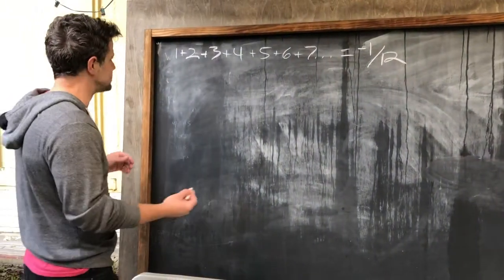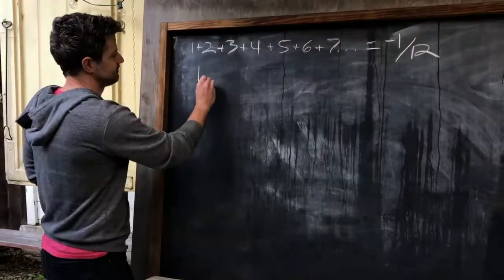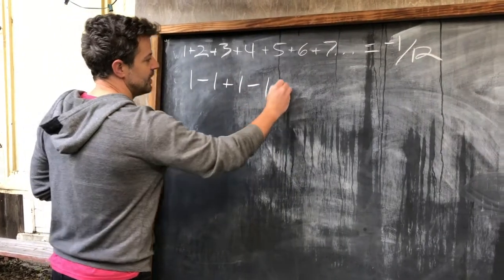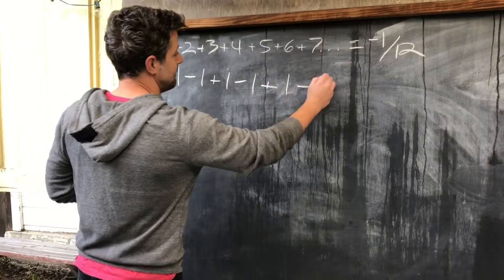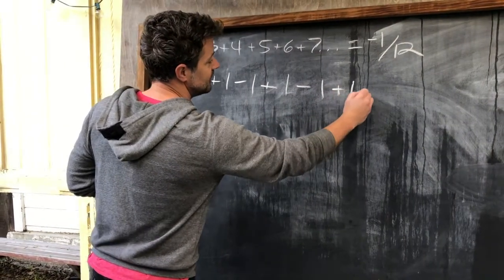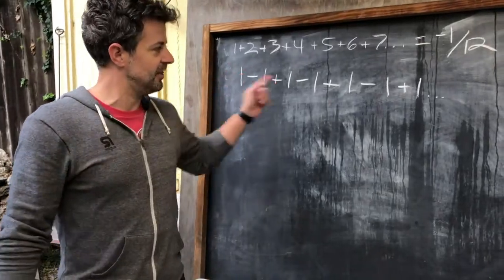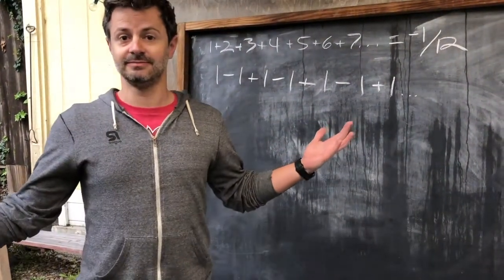So I'm gonna go introduce another sequence, okay? So this one starts with 1, minus 1, plus 1, minus 1, plus 1, minus 1, plus 1, etc., right? This is another infinite sequence. If you add them all up, what do you get? I'm gonna say 0.